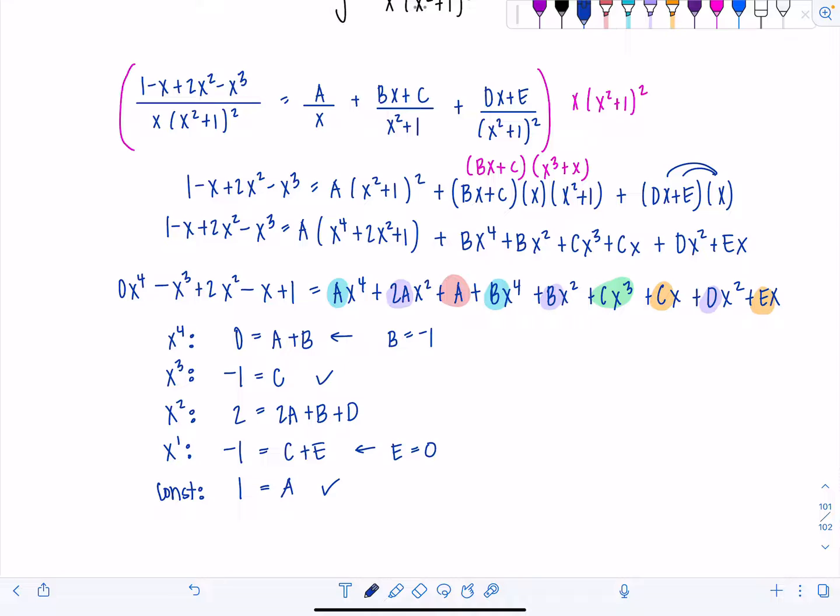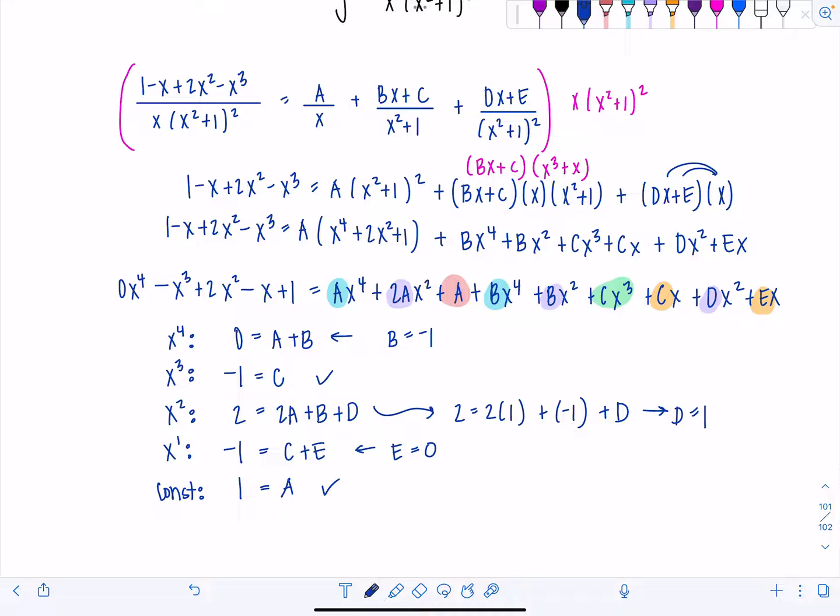Okay, so we've got A, B, C. I just need D. So I'm going to come over here: 2 equals 2 times A, which is 1, plus B, which is negative 1, plus D. So 2 plus negative 1, that's positive 1. So that means D is equal to 1.